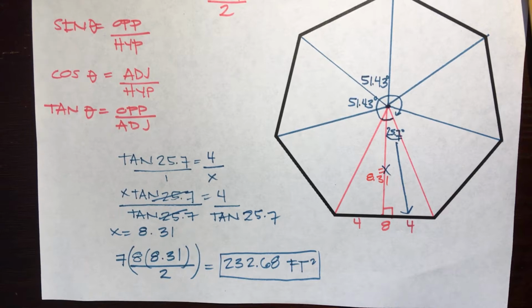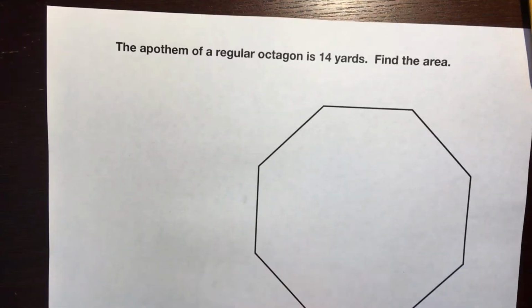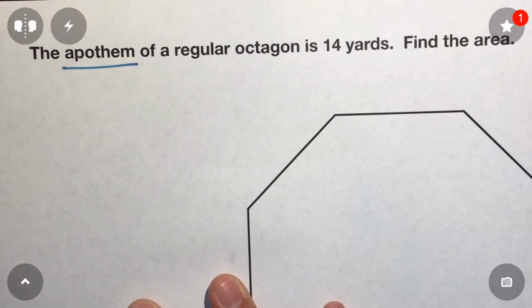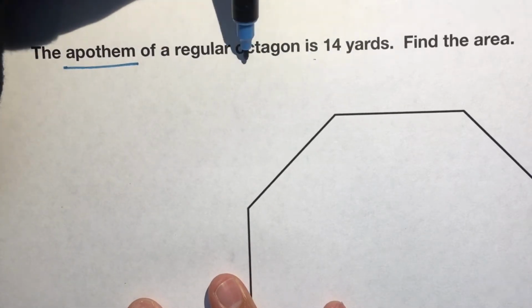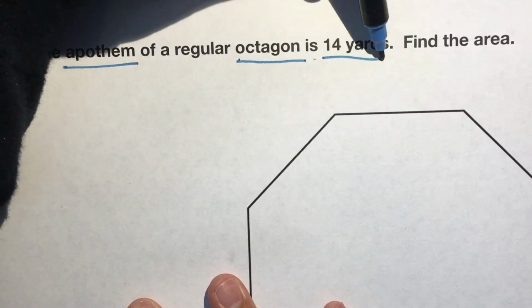All right, so now that you got that, hopefully, let's do another example so that you can practice your newfound skills. Let's read this. The apothem. That's an important word. The apothem of a regular octagon is 14 yards. Find the area.